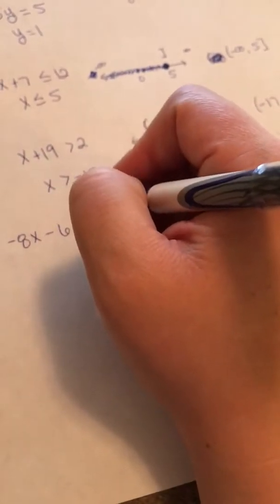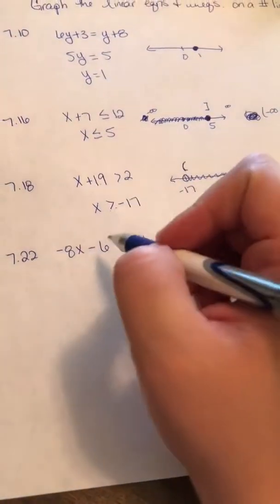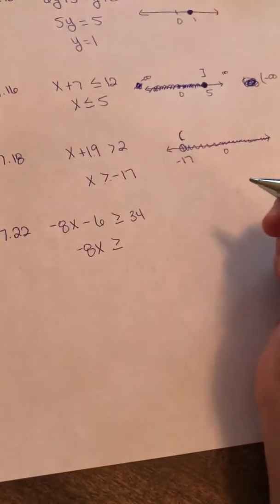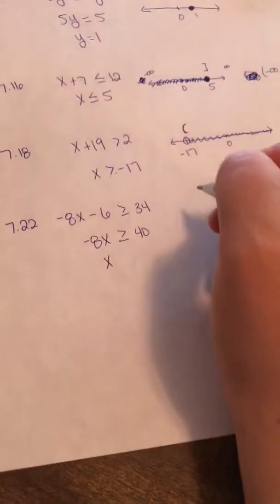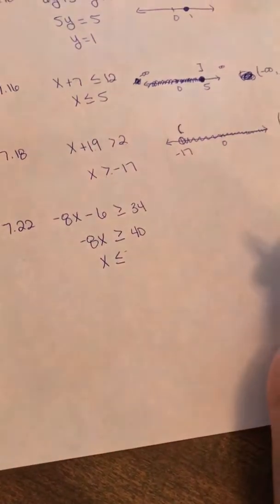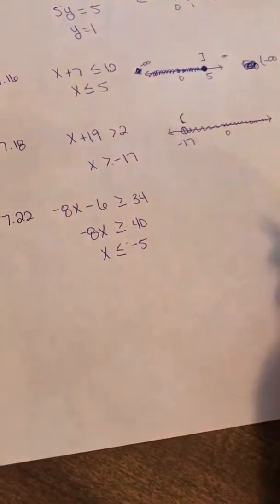Number 7.22, we have negative 8x minus 6 is greater than or equal to 34. So solve for x, add 6 to both sides. We've got negative 8x is greater than or equal to 34 plus 6 gives us 40. Divide by negative 8. Make sure you remember when you divide by a negative, you flip your inequality. So it actually becomes less than or equal to 40 divided by negative 8 is negative 5.